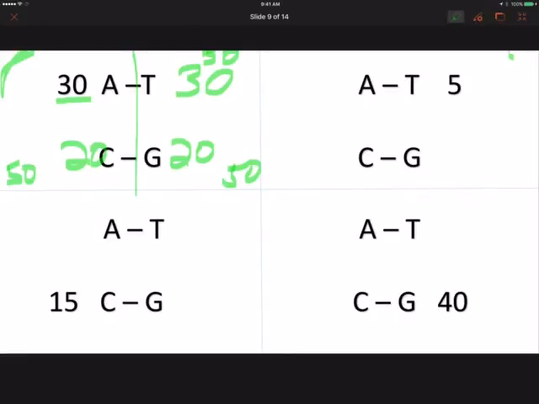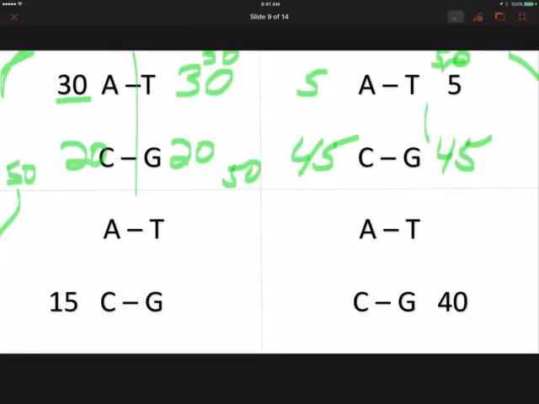So on the top right one, I have 5 T's, which means I have 5 A's. And if I do my math, 50 minus 5 is going to be 45. So I'll have 45 G's, which means I'll have 45 C's. And I can do my math, 90 plus 10 equals 100, or 50 plus 50 equals 100.